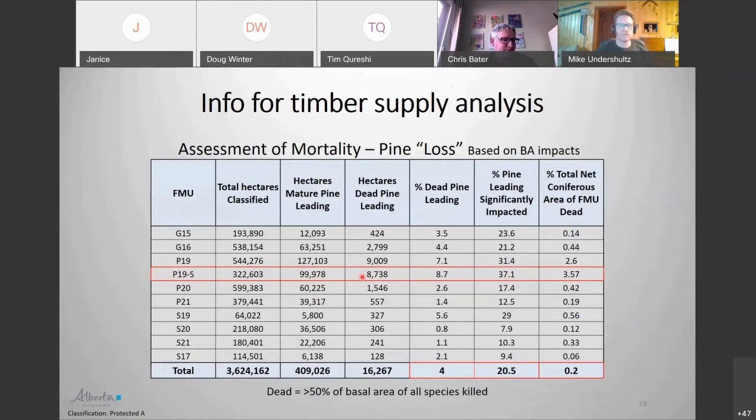And then you can do what you want with those numbers, and in the end we summed it up here. This is the total impact to the coniferous area of the FMU. Thankfully in this area there's lots of spruce, which makes up a big component of the forest. So we were down to 3.5% impact overall. So it wasn't necessarily up there in that 8.7 range. So that's just an example of the types of information we were using it for.